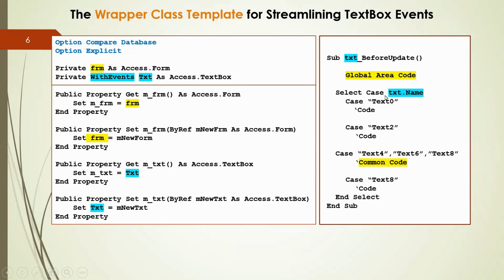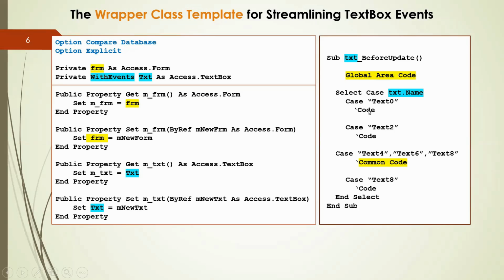Now BeforeUpdate can have different requirements for each text box. In that case, we will check the name of the text box. When the BeforeUpdate event is fired from a particular text box, you have to check the name of the text box. And if it is found to be text0, then whatever code we intend to write for the BeforeUpdate event on the form can be put in here.